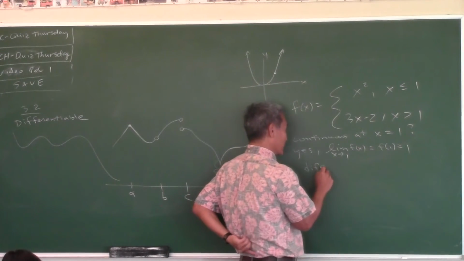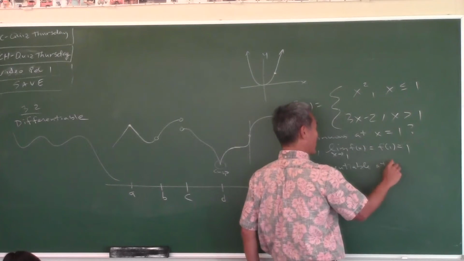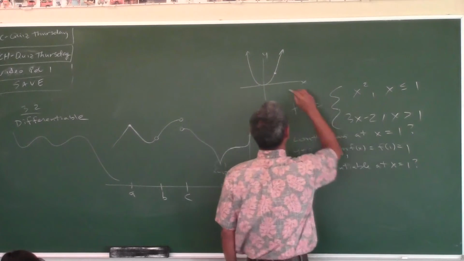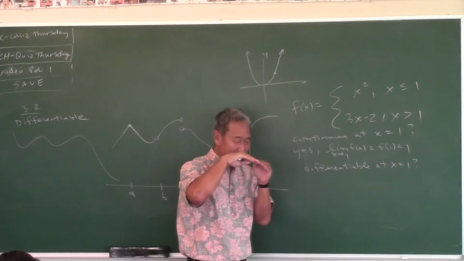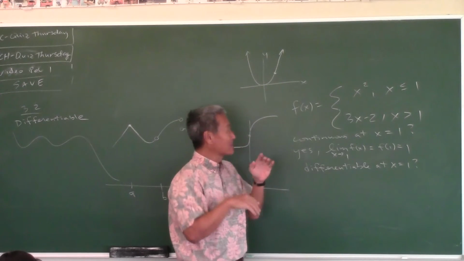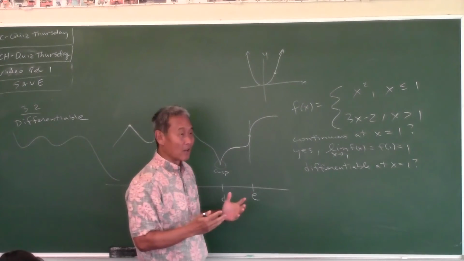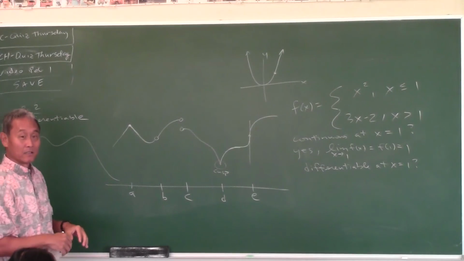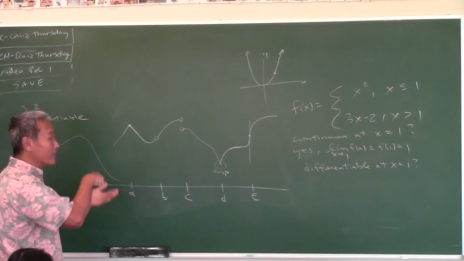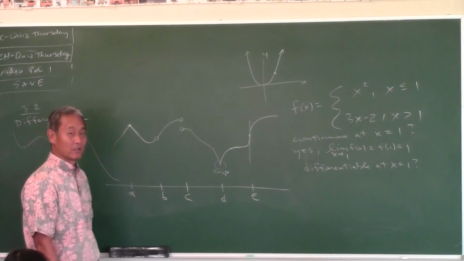Now, is this function differentiable at x equal 1? In other words, right here at this point, is it nice and smooth, or is there like a sharp point there? Now, sometimes you can't really tell. So how do you tell? Zoom in? But you can't use your calculator. And even if you were to zoom in 10 times, sometimes you still can't tell. So what do we need to do?